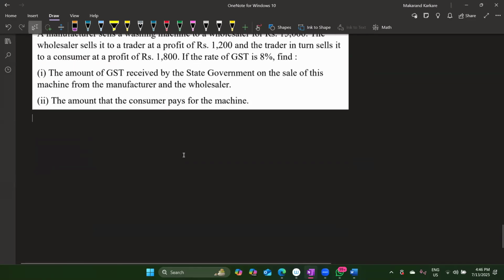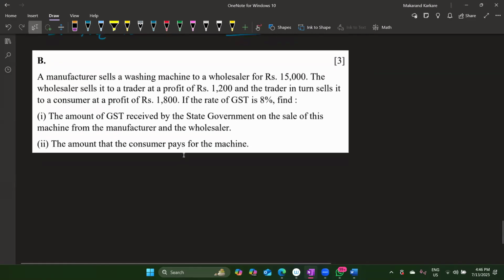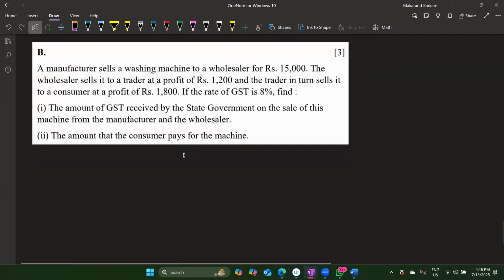Okay, a manufacturer sells a washing machine to a wholesaler for rupees 15,000. The wholesaler sells it to trader. So I prefer making a flow, so we start with manufacturer. Manufacturer sells to the wholesaler. The wholesaler sells it to the trader. And trader sells it to the consumer. Okay.